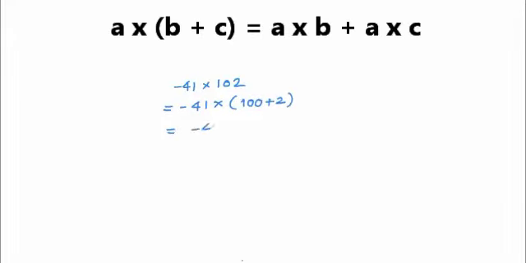Minus 41 into 102. Now in this case, multiplying by 102 is difficult, but can I convert 102 into 100 plus 2? Yes, I can. So we'll do 41 into 100 plus 2. And now I'll use the distributive property: minus 41 into 100. Now I have to go to the next number, but while going to the next number, I get a plus sign in between. So I'll write that plus sign, and then I will do minus 41 into 2.